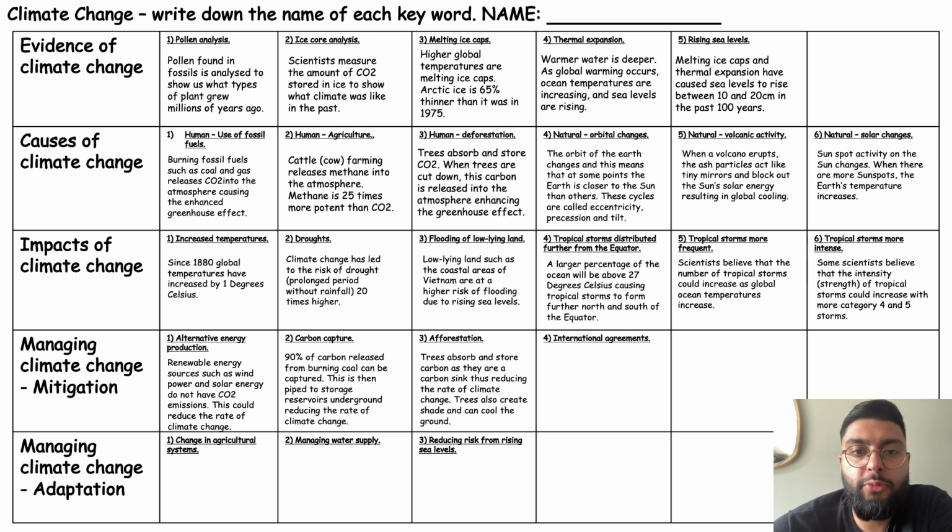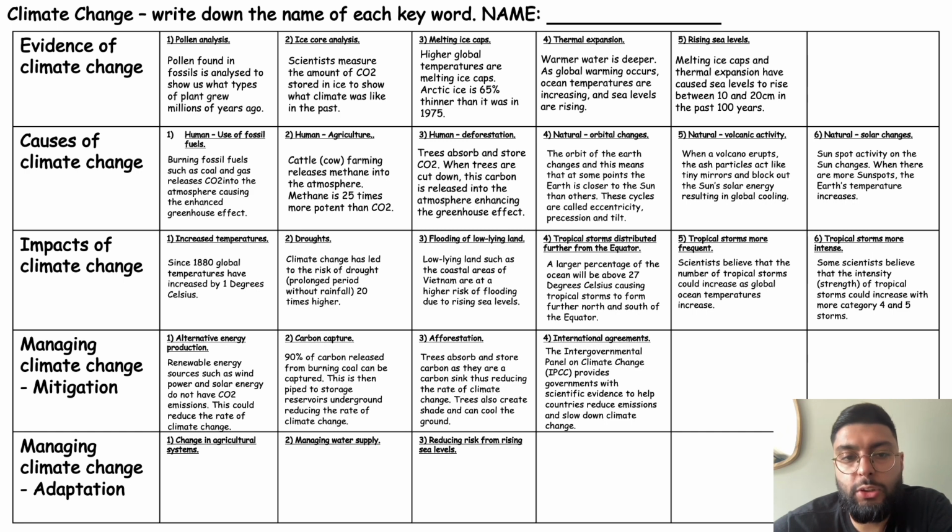Afforestation, as we mentioned before, trees are a carbon sink, so they absorb and store carbon dioxide. So by planting them, or afforestation, we can basically do a very, very cheap form of carbon capture. The best example of this is the Great Green Wall across Africa, from West Africa to East Africa, coast to coast. And then finally, international agreement.